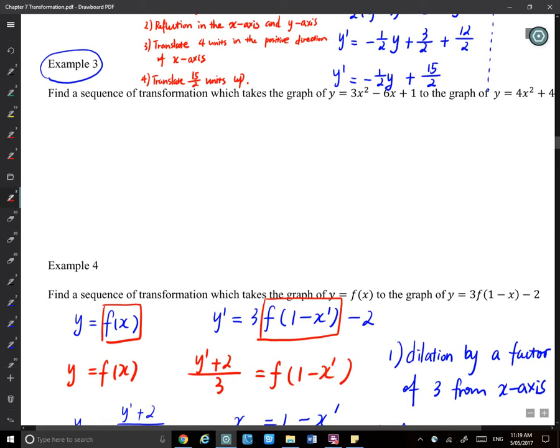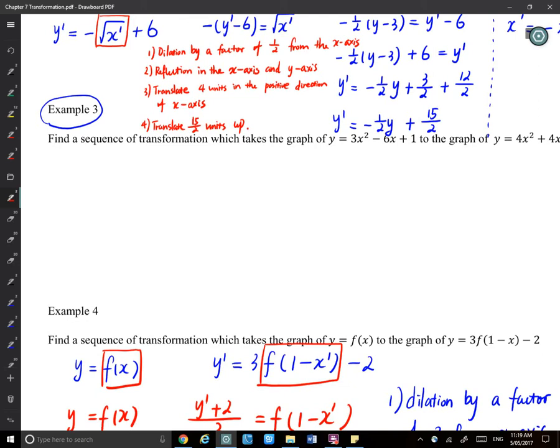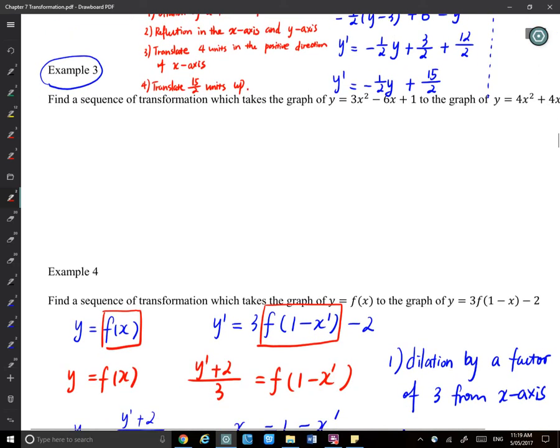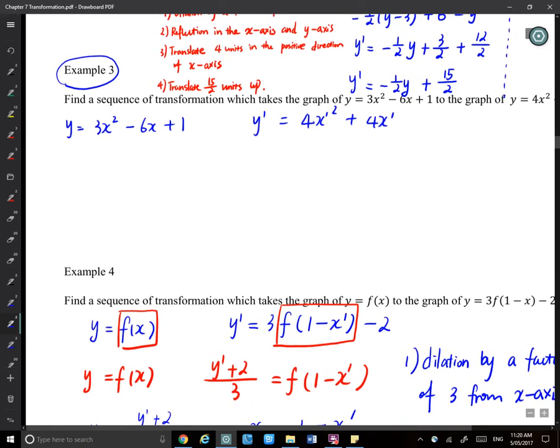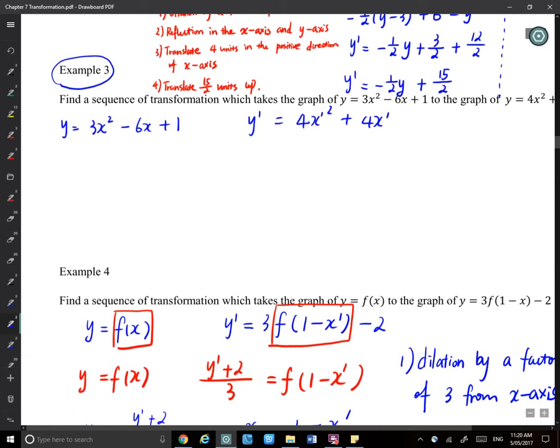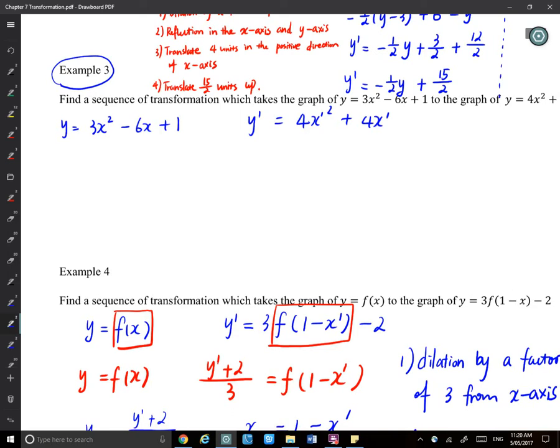But the thing is, the method we learned before is hard to apply to this question. Let's make the original one as x, y, so y equals 3x squared minus 6x plus 1, and y dash equals 4x dash squared plus 4x dash. What we can see is we cannot equalize both sides. I don't know what I should equalize. I can't see the model itself.